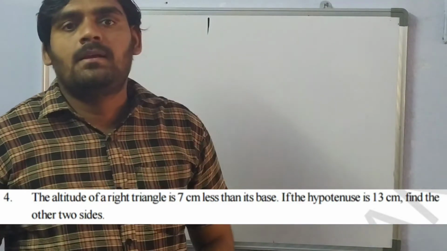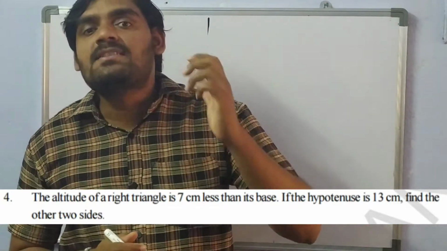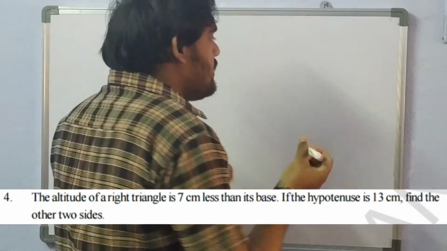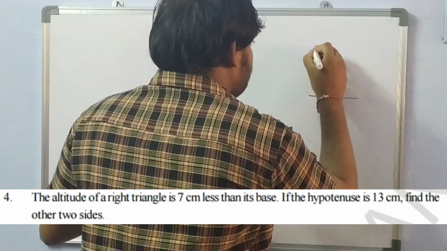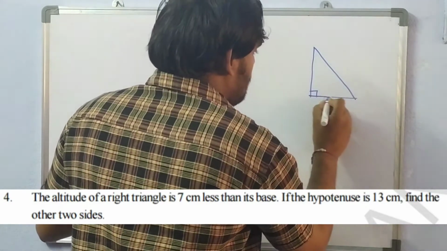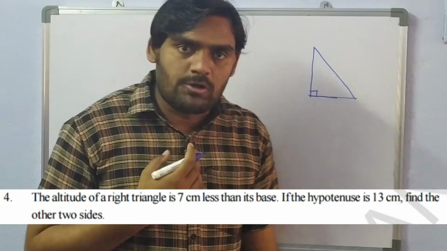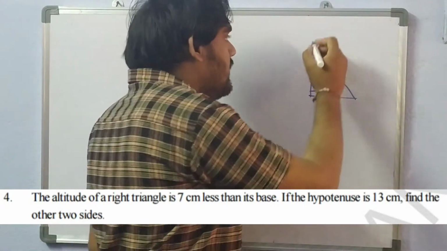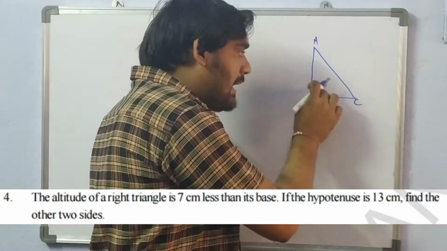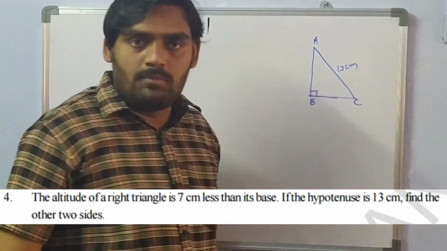In this problem they have given the condition that the altitude of a right angle triangle is 7 centimeters less than its base. Altitude is nothing but height. Suppose you take a right angle triangle ABC. The side which is opposite to 90 degrees is the hypotenuse. So the length of this one is 13 centimeters in the problem.